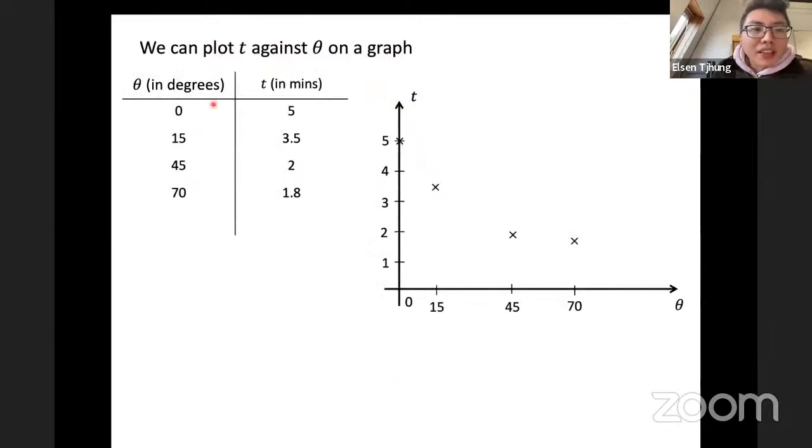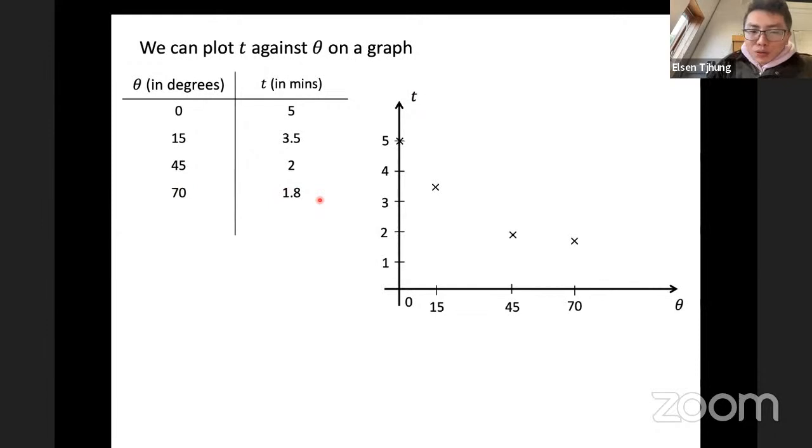And then we can try to plot this on a graph. So this is a graph of time versus theta. The y-axis is the total time to finish the course, T, and the x-axis is the turning angle, theta. So this point corresponds to 0 degrees, 5 minutes. This point corresponds to 15 degrees and 3.5 minutes. And this point corresponds to 45 degrees and 2 minutes. This point corresponds to this data.